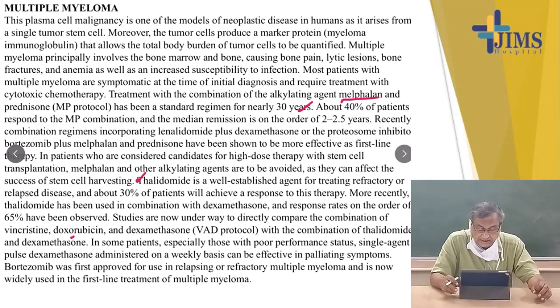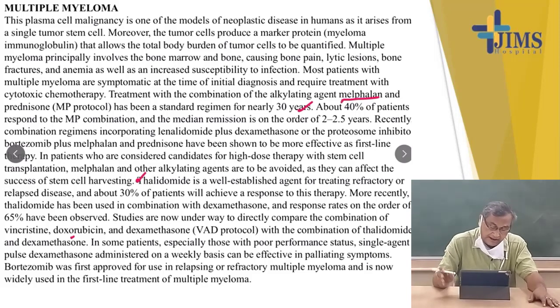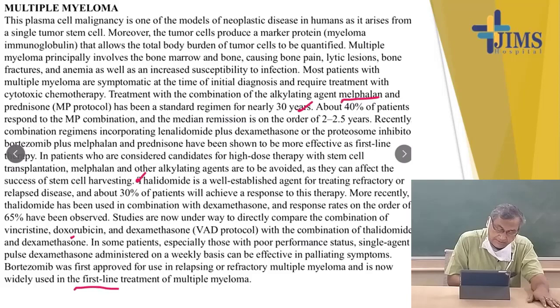In some patients, especially those with poor performance status, single-agent pulsed dexamethasone administered on a weekly basis can be effective in palliating symptoms. Bortezomib was first approved for use in relapsed or refractory multiple myeloma and is now widely used in the first-line treatment of multiple myeloma.